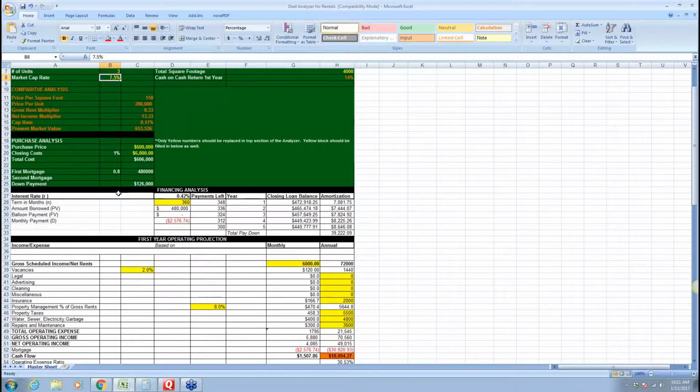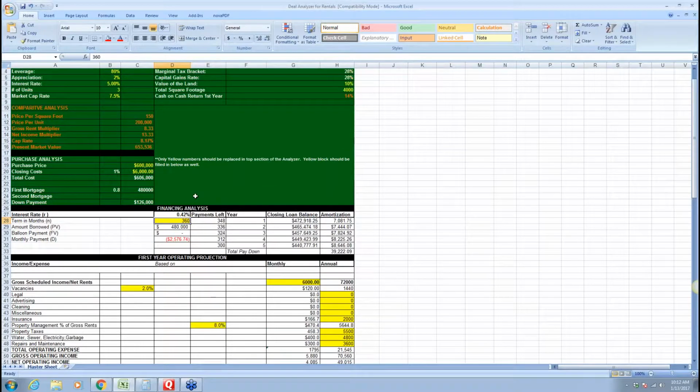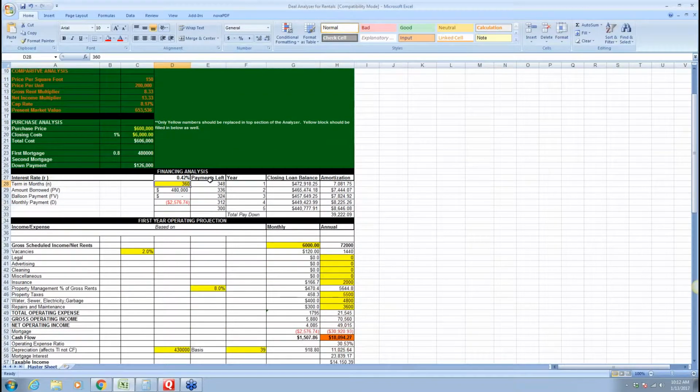Moving on to the length of your loan. Right here we have term in months. So a 30-year loan is going to be 360 months, so you definitely want to enter that in. And as far as purchase, those are the biggest things that you want to be paying attention to.